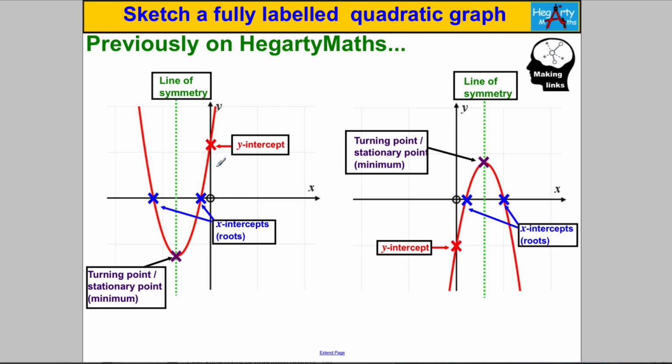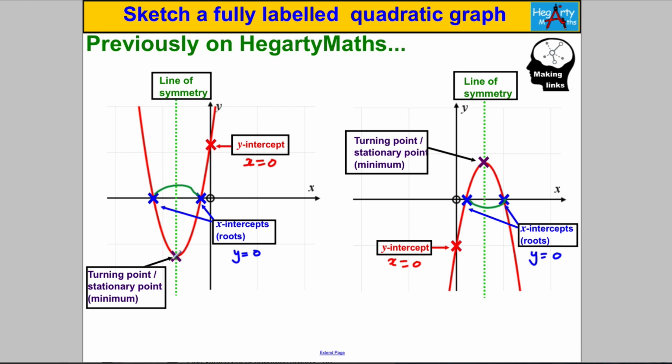The first one we learnt how to identify was the y-intercept. We found that by making x equals 0. Then we learnt how to find the x-intercepts. We found that by making y equals 0 and solving the quadratic. Subsequent to that, we found the line of symmetry, which was exactly halfway in between the two roots or x-intercepts. And lastly, we found the turning point in two ways.